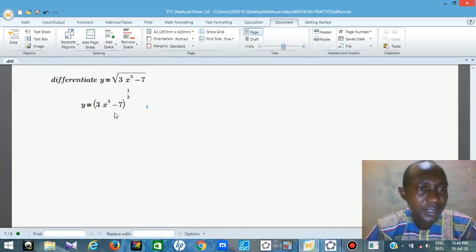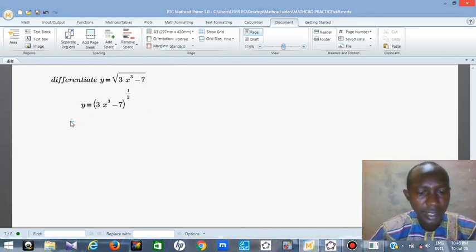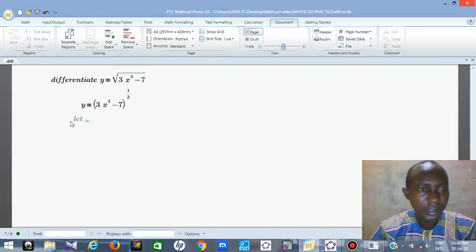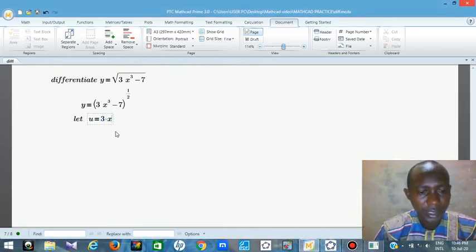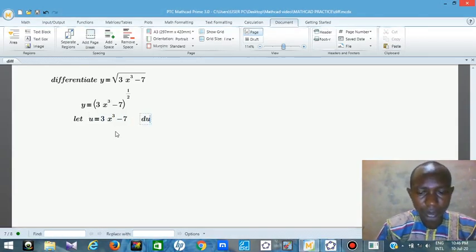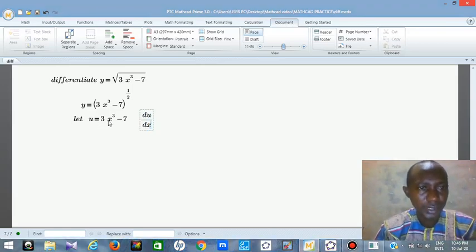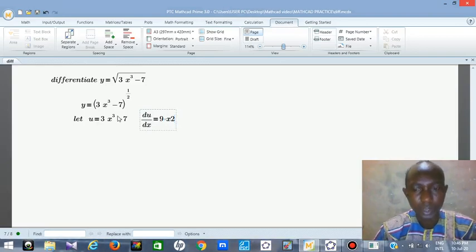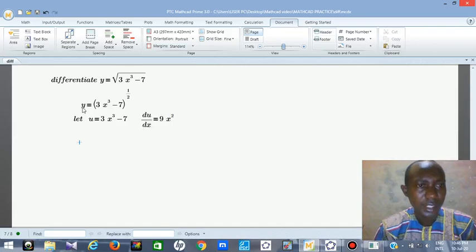Then the next thing to do, if you are using your chain rule, say let u equal whatever you have in the bracket, which is 3x cubed minus 7, that is all. Then you differentiate du dx. You differentiate u with respect to x, you are going to get 3 times 3, which is 9. The basic rule, don't forget. 9x, then 3 minus 1, 2, so x raised to power 2. That is that.